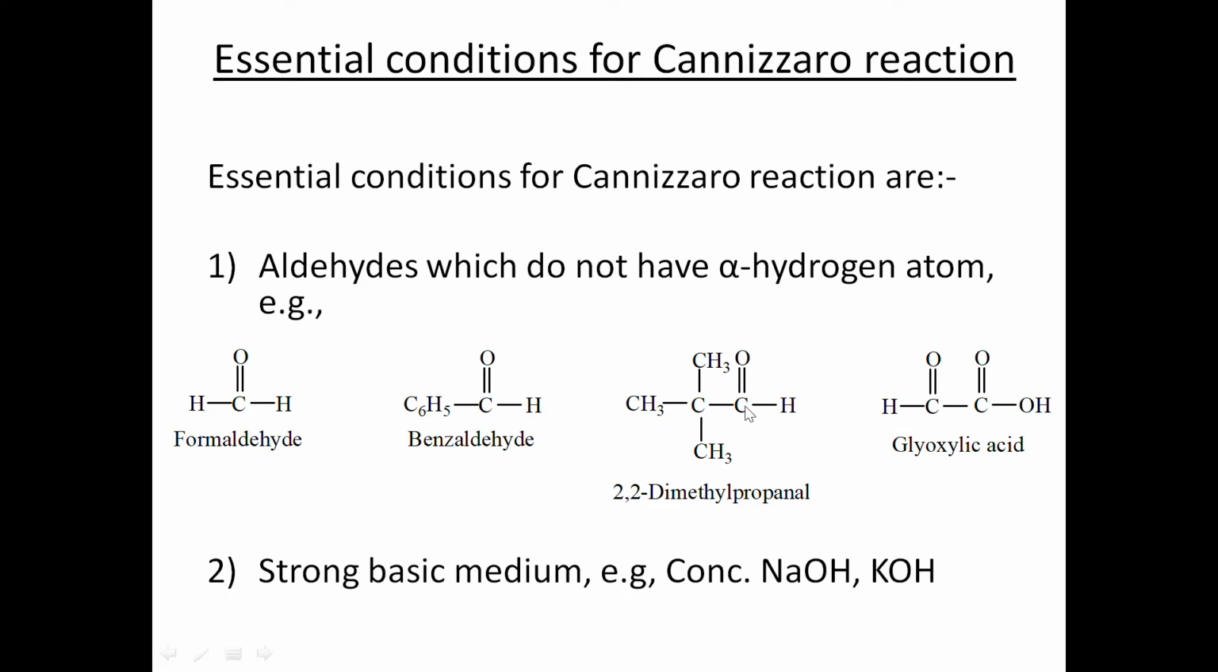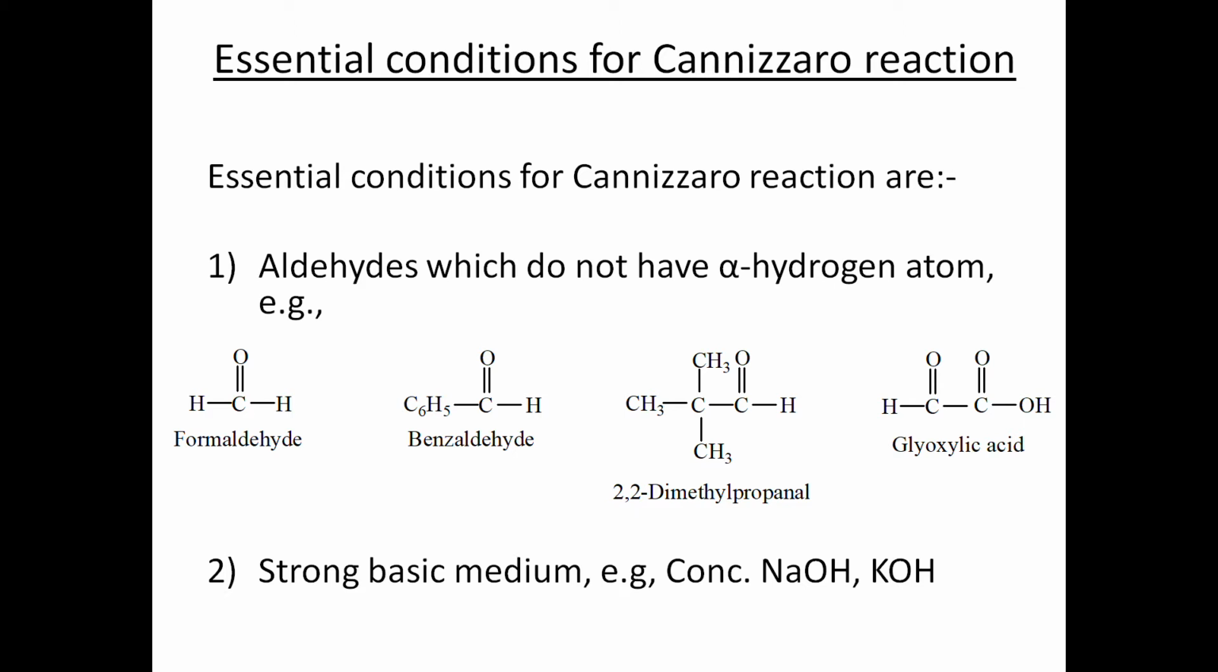Now this is the carbonyl group, so this is alpha carbon, and on this alpha carbon, no hydrogen is available. So again, this is the example where no alpha hydrogen atom is present. And this is glyoxylic acid, again no alpha hydrogen atom. So these are the few examples of the aldehydes which do not have alpha hydrogen atom. So this is the first condition. Second condition is a strong basic medium, that is concentrated sodium hydroxide or concentrated potassium hydroxide. So these are the two essential conditions for Cannizzaro reaction.